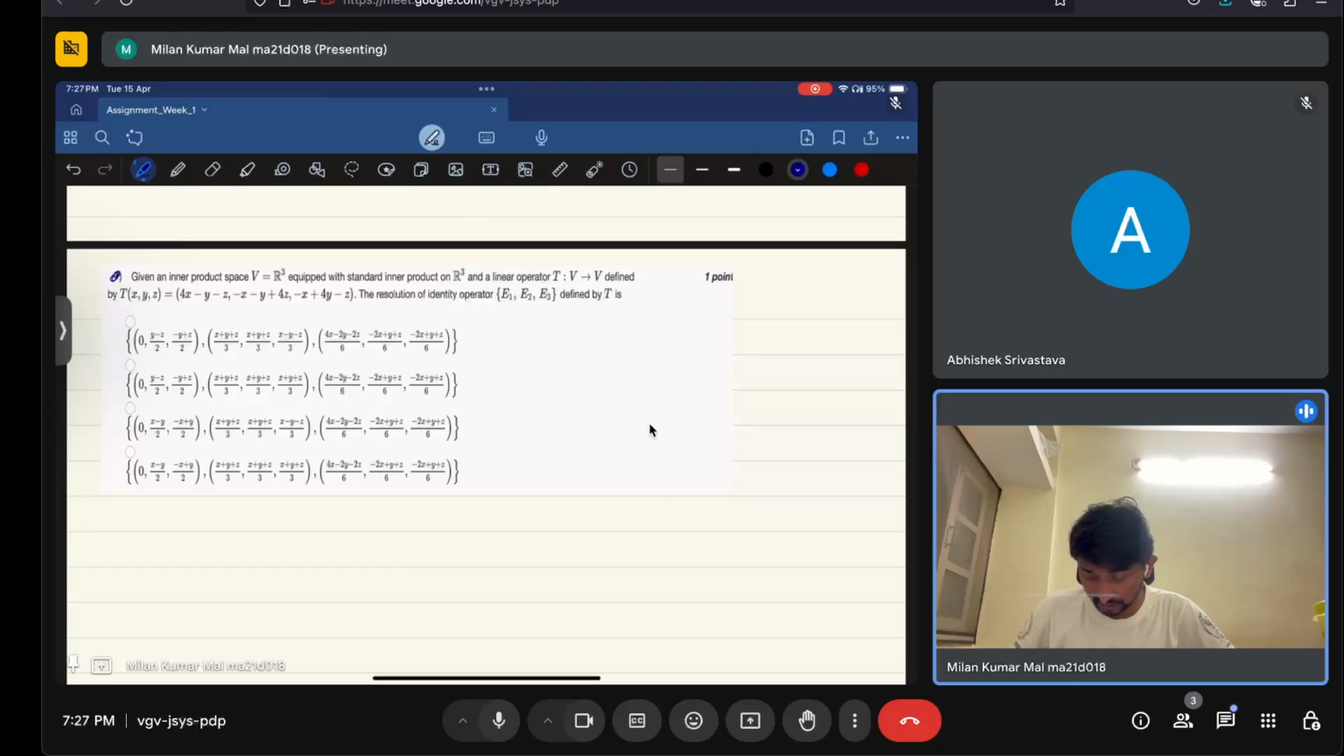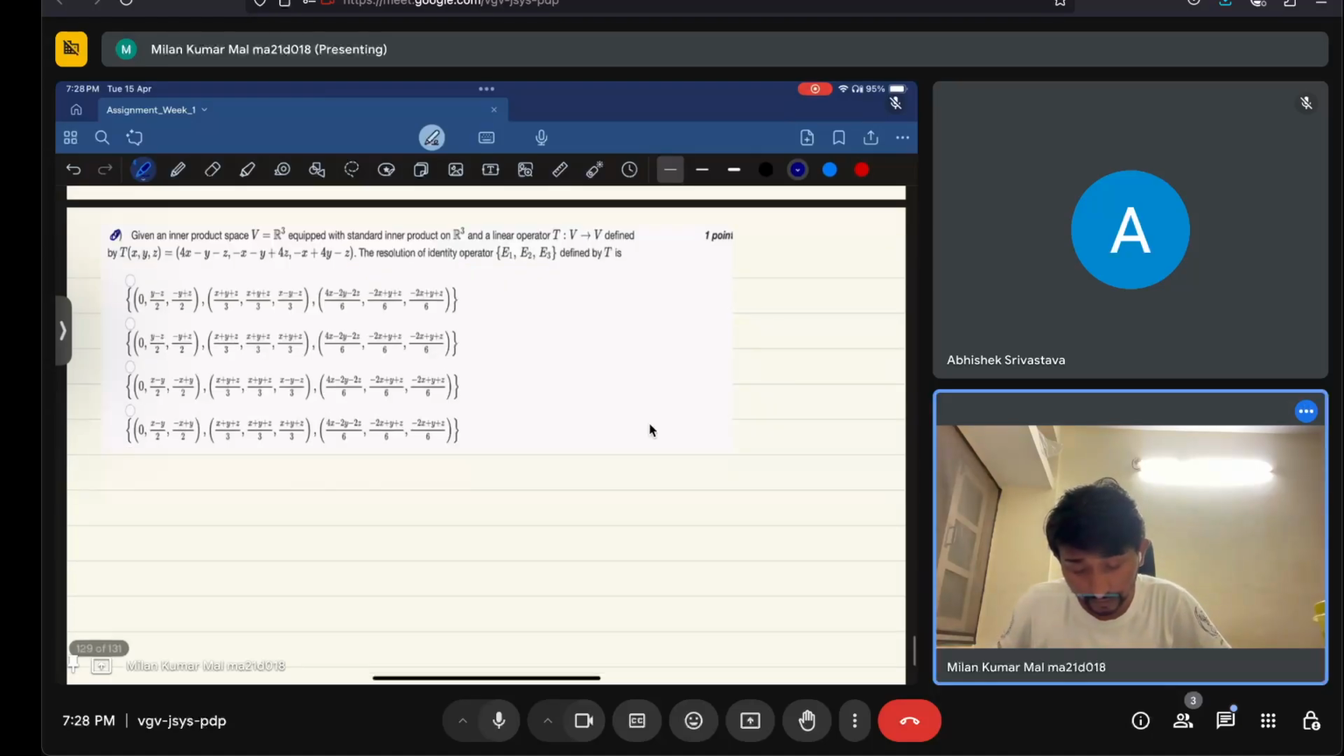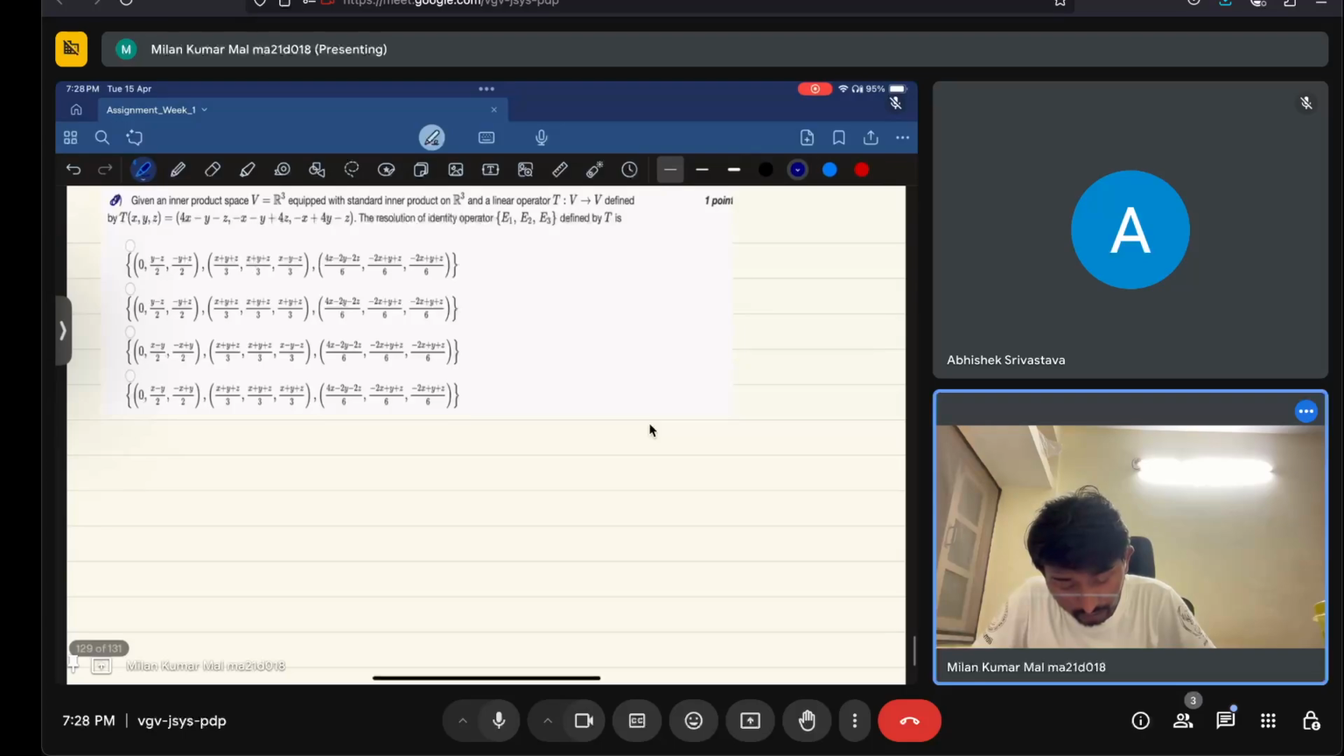So we'll first find the matrix representation of T, and then we have to find the eigenvalues. So first find the eigenvalues of the matrix representation of T with respect to the standard ordered basis.